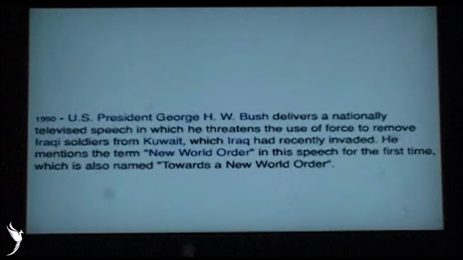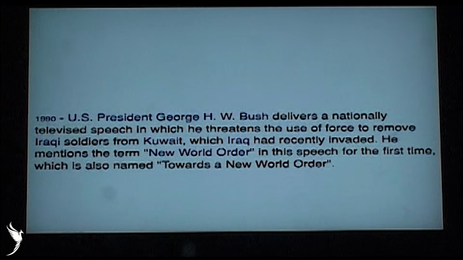And why is New York the Empire State? Well, U.S. President George Bush delivered a nationally televised speech in which he threatened the use of force to remove Iraqi soldiers from Kuwait, which Iraq had recently invaded. He mentions the term New World Order in this speech for the first time. It was also named Towards a New World Order. So this is what those men of tomorrow are working towards, a new world order.